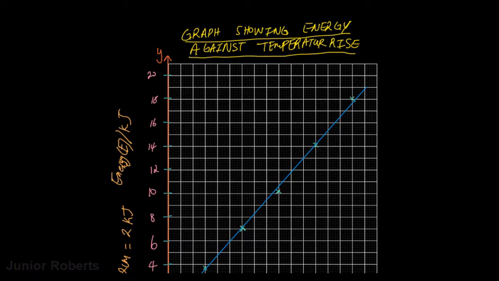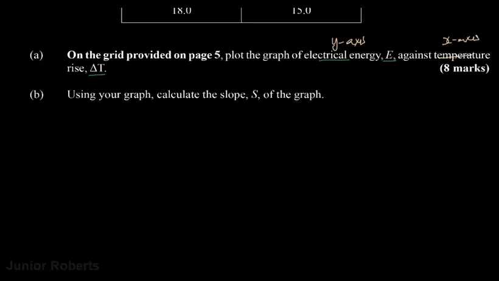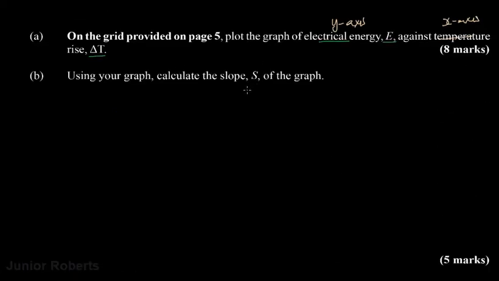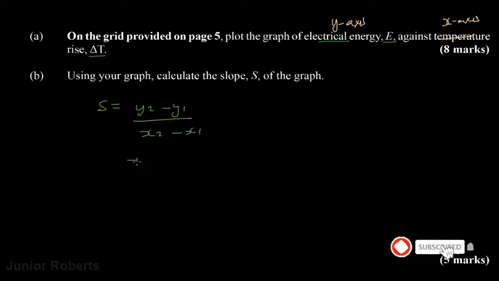Now the next thing that I want us to do is to calculate the slope of the graph. And we know that the slope S is given by y2 minus y1 divided by x2 minus x1. Now what we need to do is to select 2 points so we can get our y2, y1, x2 and x1 values. So let's go ahead and do that.